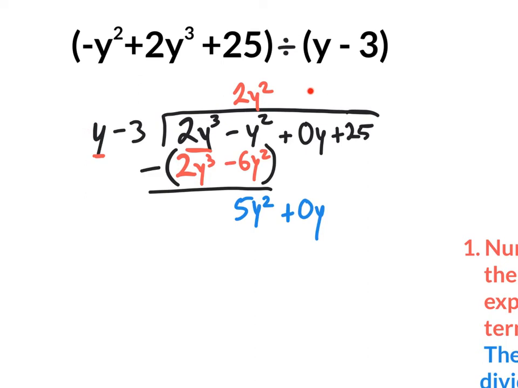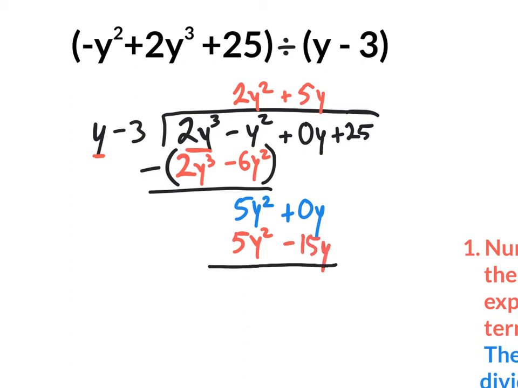Y times what will get me that exact 5y squared? Y times 5y will give me that exact 5y squared. Again, y times 5y, and that is a positive 5y, will give me that exact 5y squared. Distribute to the other term, 5y times negative 3. That'll give me a negative 15 with a y.